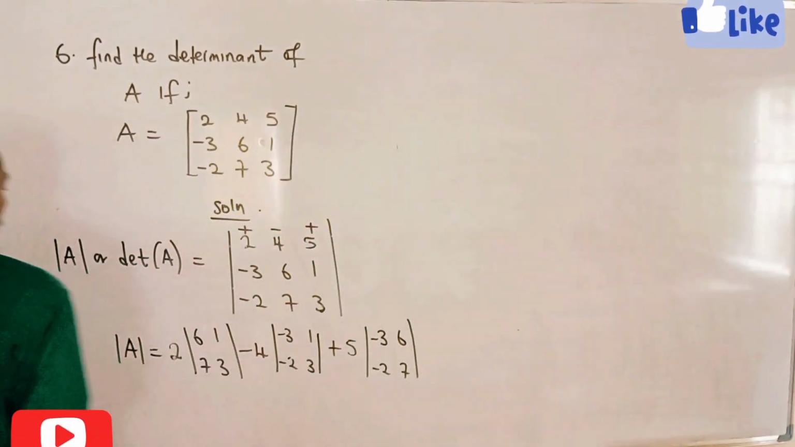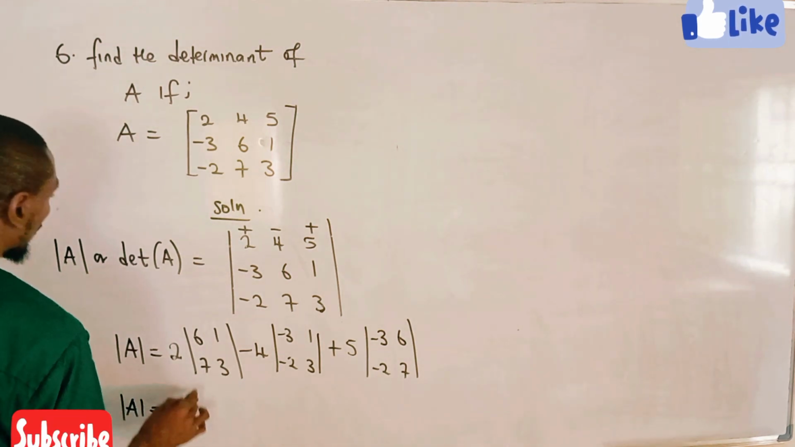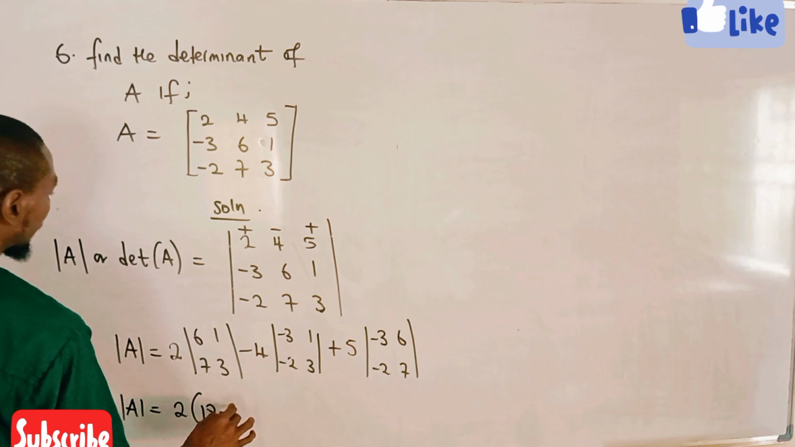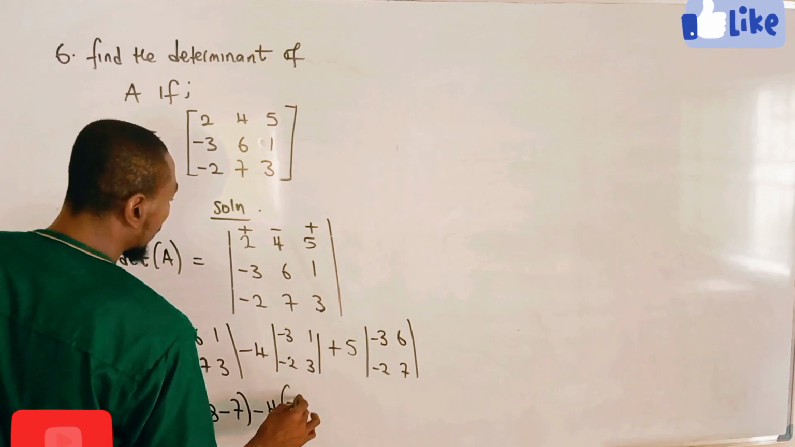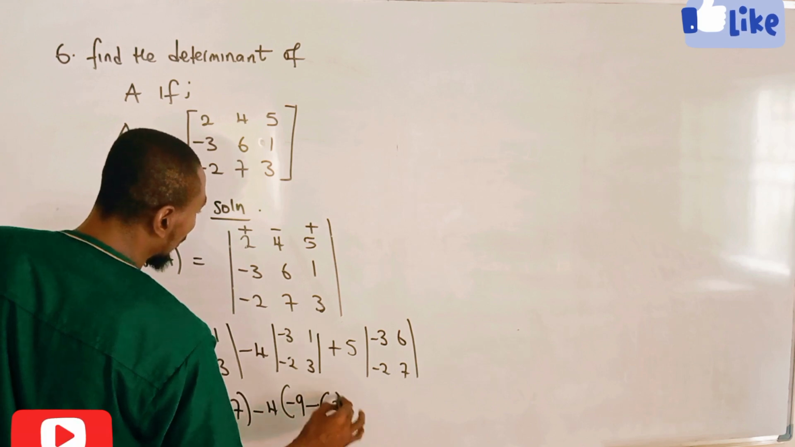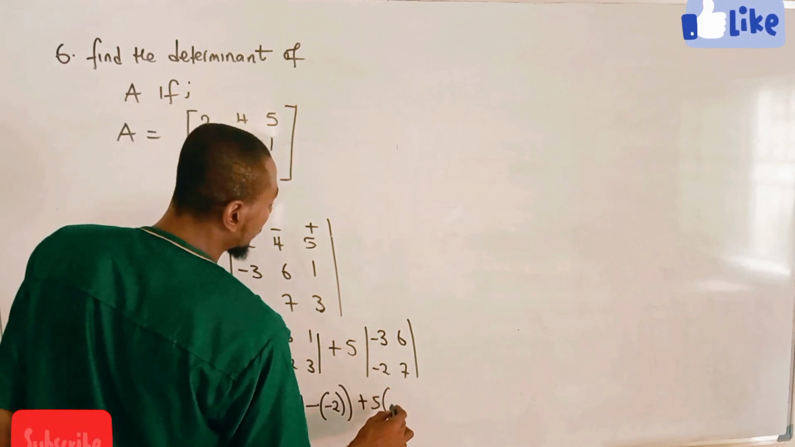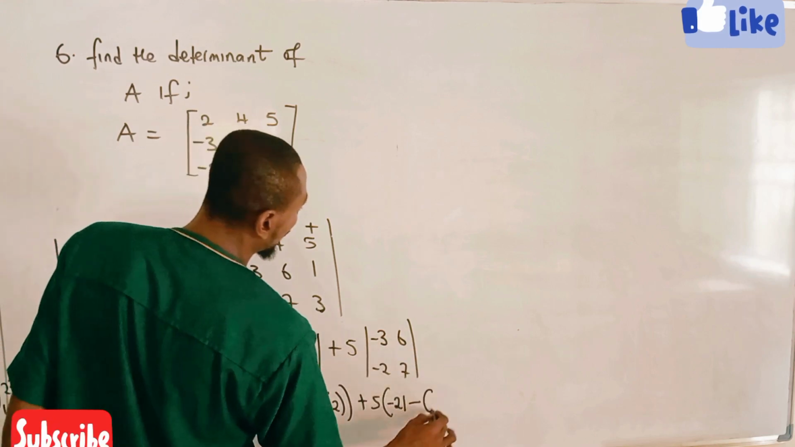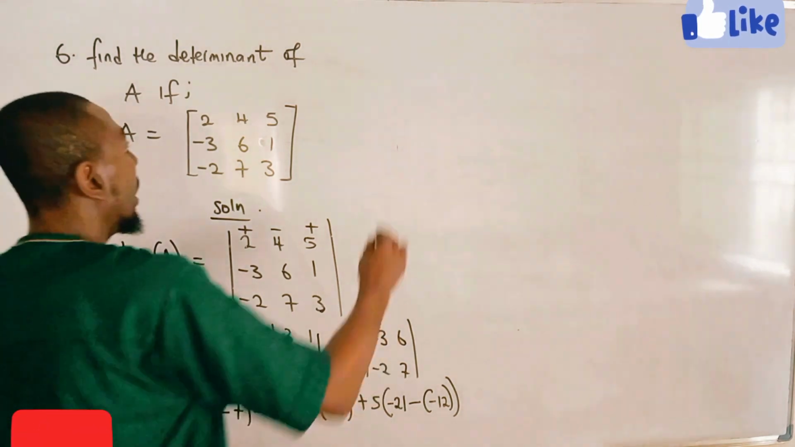Now we have the determinant equal to 2 into 6 times 3, which is 18, then put your minus, 1 times 7 is 7. Minus 4 into minus 3 times 3 is minus 9, you put your minus, 1 times minus 2 is minus 2. We have a double minus here. Plus 5 into minus 3 times 7 is minus 21, you put your minus, then 6 times minus 2 is minus 12. That's a double minus there.